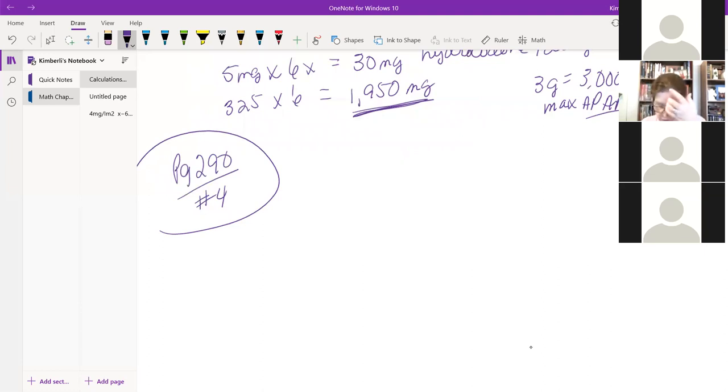It says, interpret the following prescription. So here's where I might need my nursing drug handbook or drug reference for health professions. I like the nursing drug handbook too.